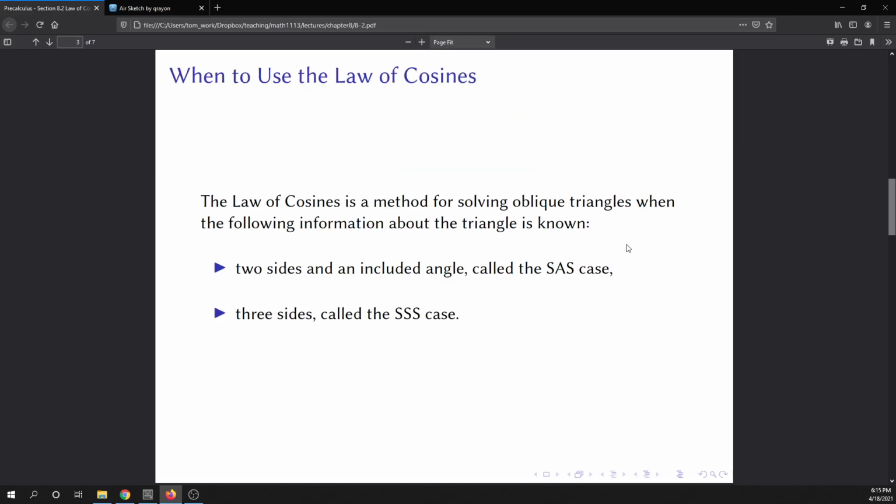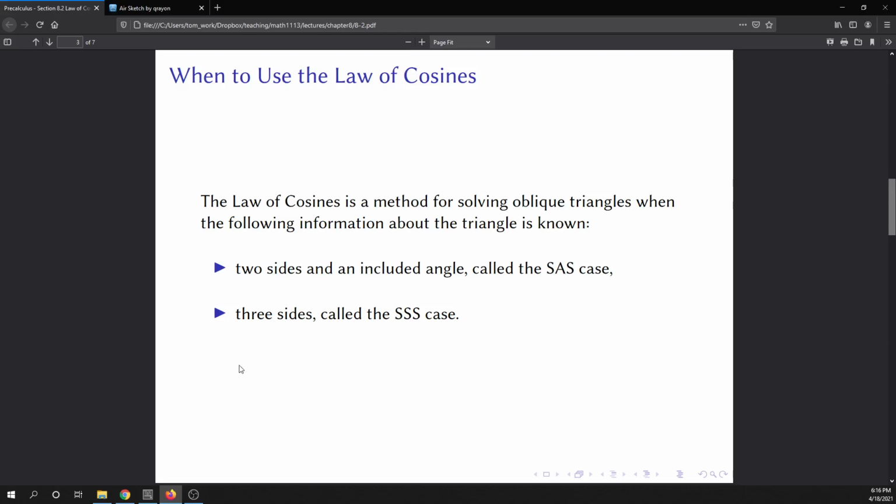All right, when do you use the law of cosines? There's a couple of cases where we need to use the law of cosines. So when we are solving an oblique triangle, a non-right triangle, and we know the following information about the triangle. We know the measures of two sides and an included angle. So by included angle, I mean that's the angle in between the two sides, right? If I pick any two sides of a triangle, then they're going to meet at a vertex of the triangle, and that's going to form an angle. And so for any two sides that you pick, that angle in between them is called the included angle. And that's going to be known as the SAS, or side-angle-side case.